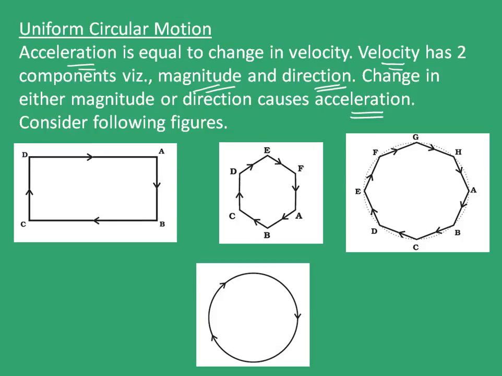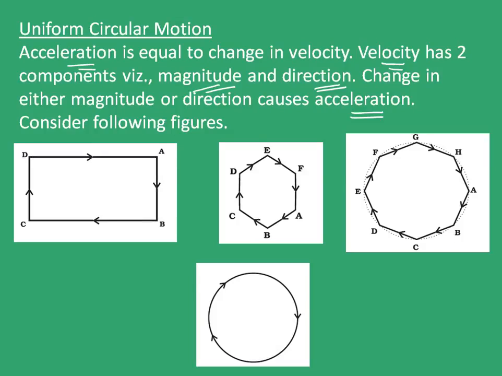Now consider the following figures. The first figure here shows a rectangular track. Suppose an athlete starts from point A and goes along this rectangular track ABCD and comes back to point A. When he starts running from point A to point B, there is no change in direction. Also, we are assuming here that the magnitude of his running speed is the same throughout. As soon as he reaches point B, there is a sudden change in direction of his motion. So we say he has an acceleration at point B.